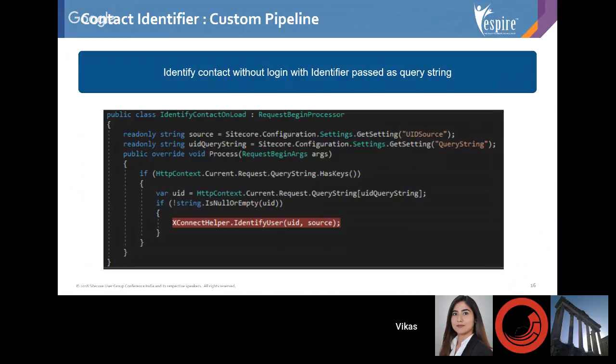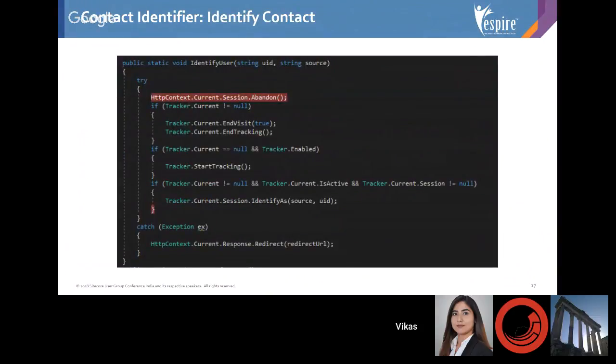Sitecore provides functionality where you can identify with different things like the email. In our case, those centers might have provided an ID, let's say as a query string. So we simply get the ID, and there is a simple one-line method, tracker.current.session.identify as, where we provide the source and the ID based on which we try to identify the user. And once we identify the user, we can personalize the whole content for the website.